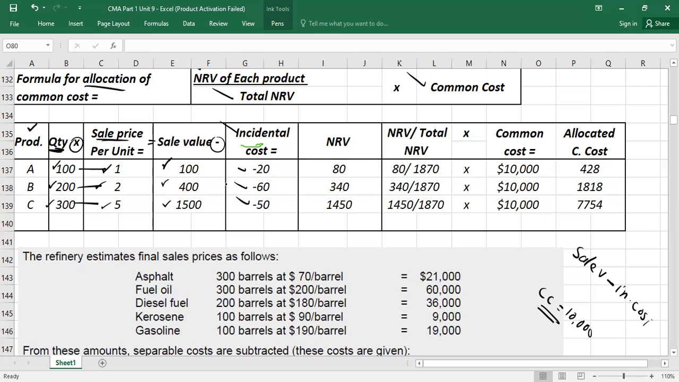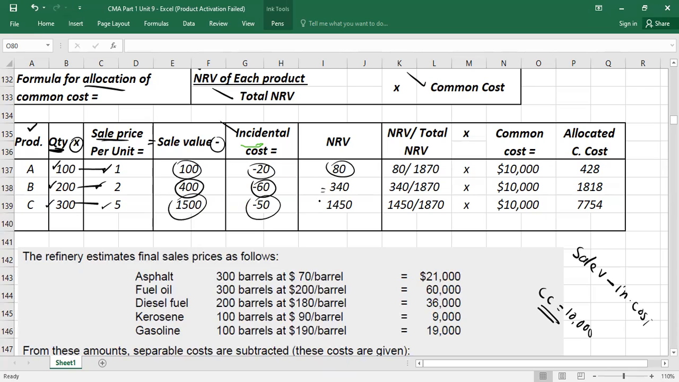Understood? So what we'll do, we'll deduct from the sale value now. For example, for product A, what was the sale value? 100 minus 20. You got NRV of how much? 80. For product B, sale value was 400. Incidental cost are 60. You got 340 as an NRV.